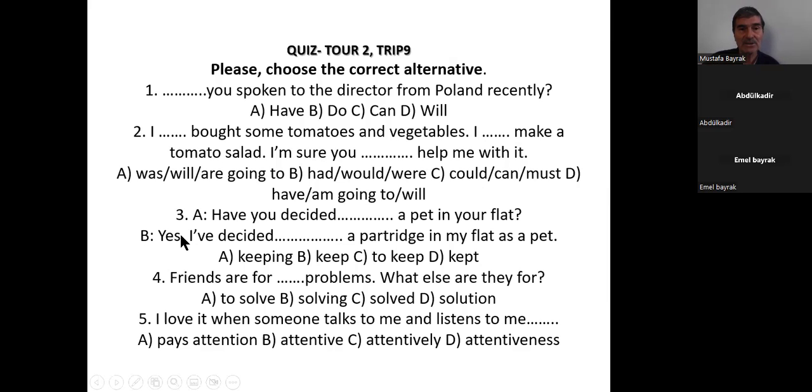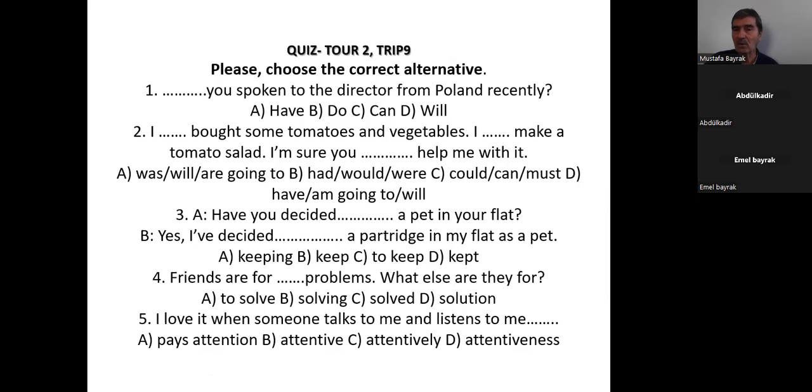Okay. Question 3. Have you decided blank a pet in your flat? Decide to do something. Yes, I've decided blank a partridge in my flat as a pet. So decide to do, hope to do, plan to do, decide to do. Okay, so C is true. Friends are for blank problems, for doing something. Friends are for solving problems.